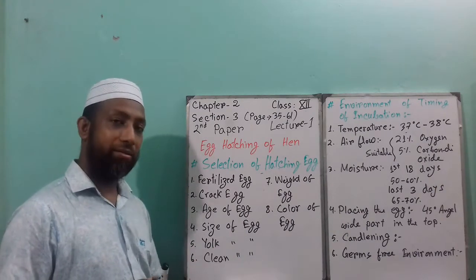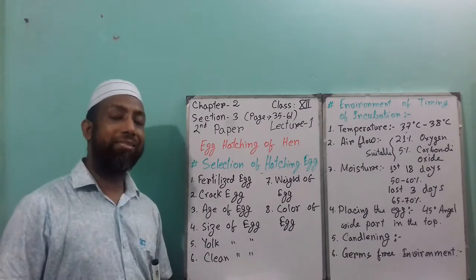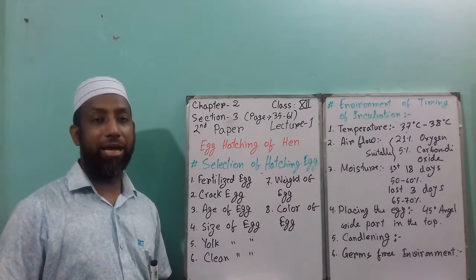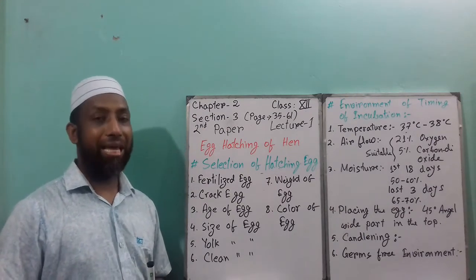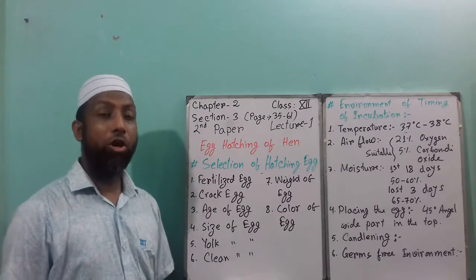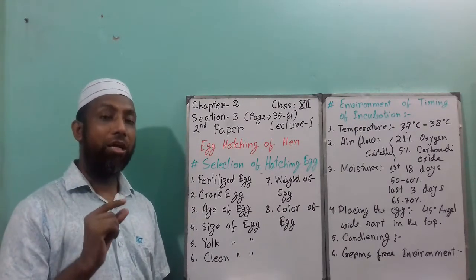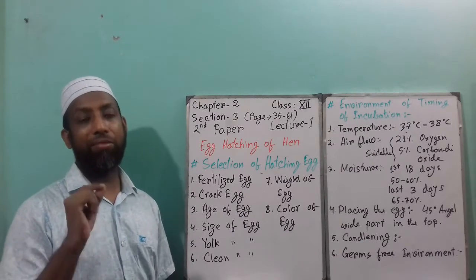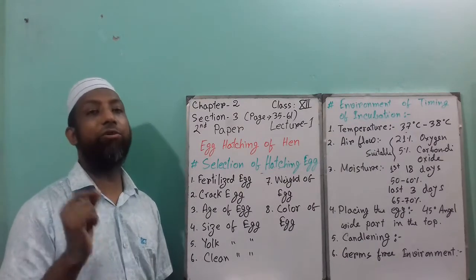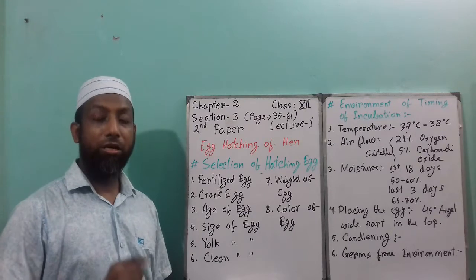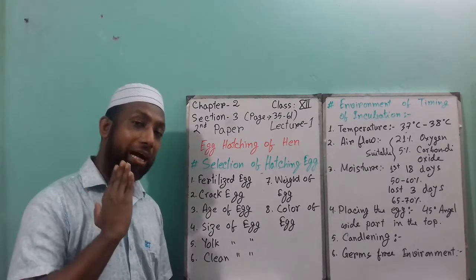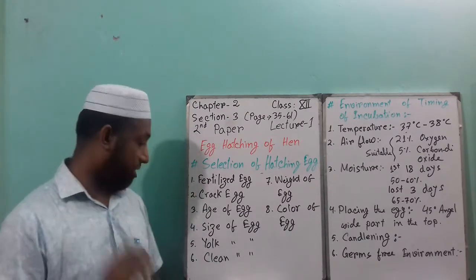Yolk of egg. The yolk inside the egg should be okay. If there is any type of black spot or blood spot present inside the yolk or albumin, that egg is straight away rejected, because that egg will not hatch.